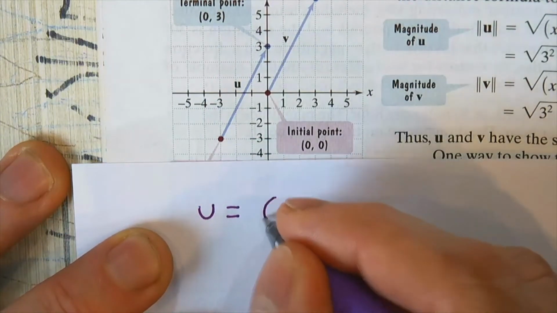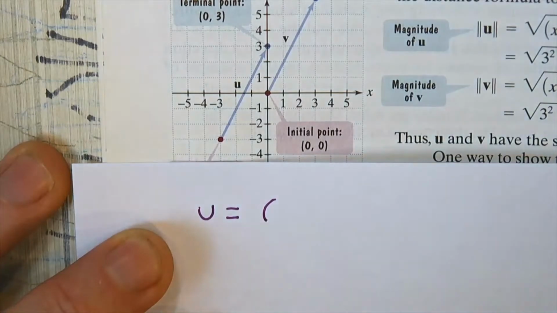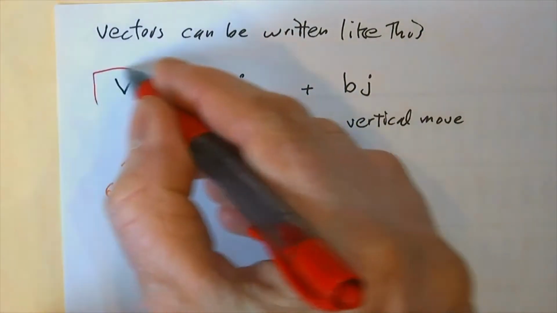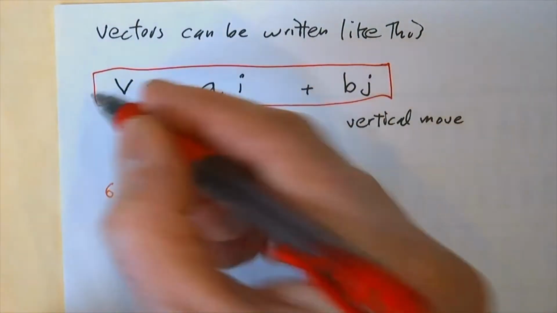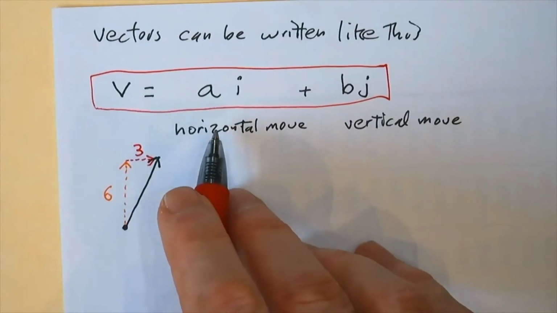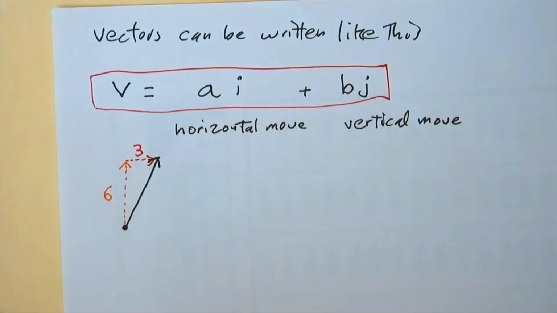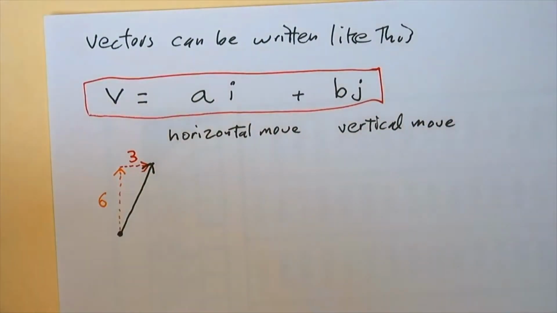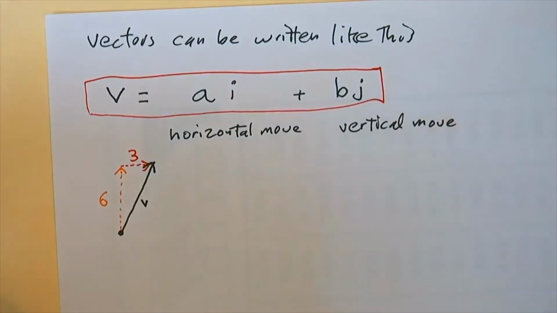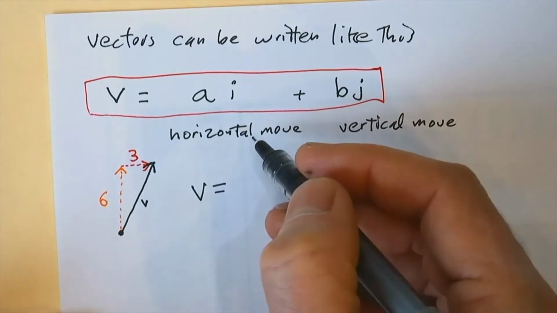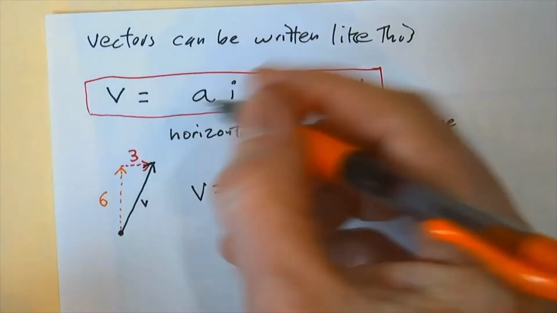Okay, so here's how we write. This is the format that they use. Often they use the letter V. There's a horizontal move and a vertical move. Now the vector I just looked at, we'll call it vector V, or we could use vector U. It went up 6 and over 3. And let's just call this vector V. So the way you're going to write it is this. You're going to say how much it moves horizontally first.